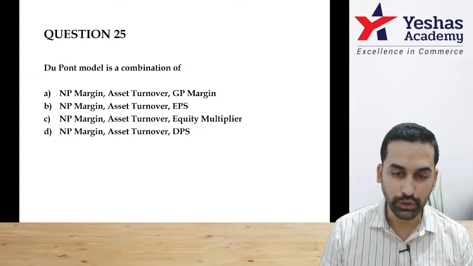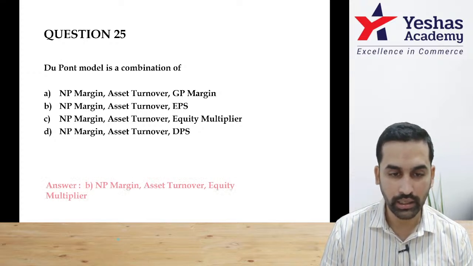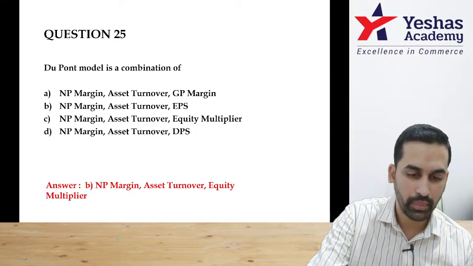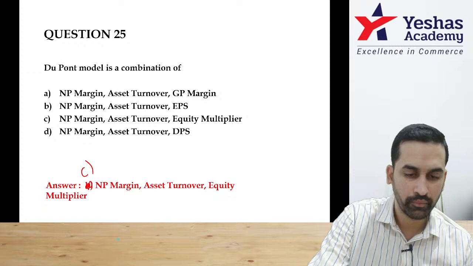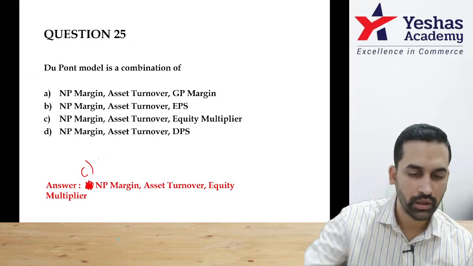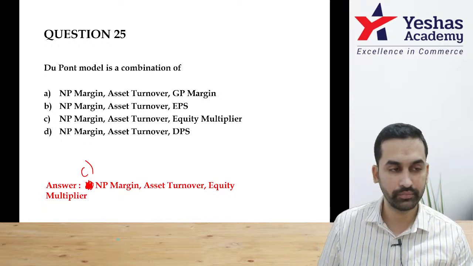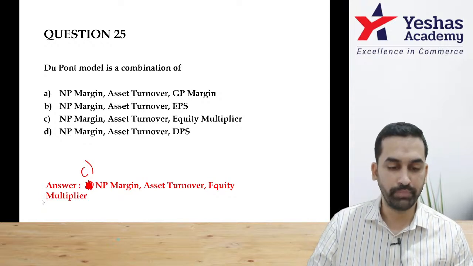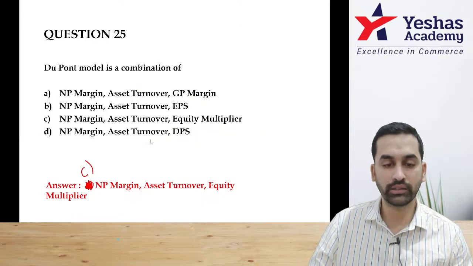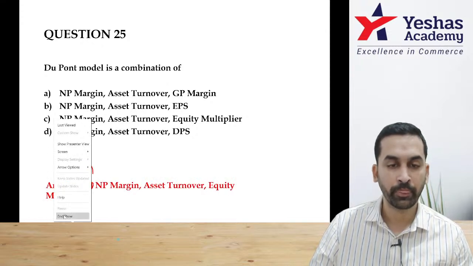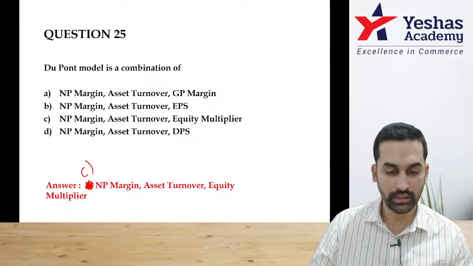Yeah. Which option is correct? Option C is NP margin, asset turnover, equity multiplier. Yeah. Perfect. I think this is our last question in ratio analysis with 25 MCQs. We are done with ratio analysis.